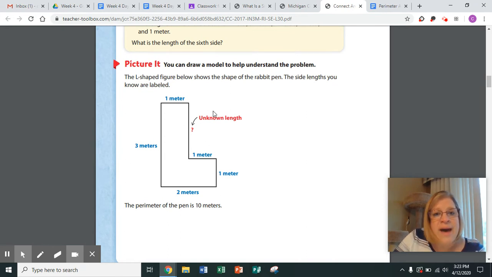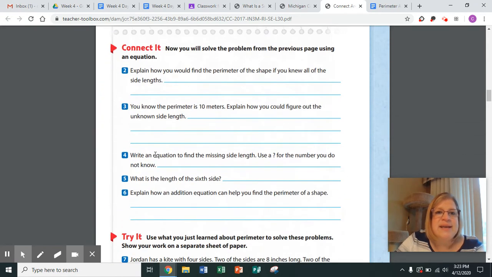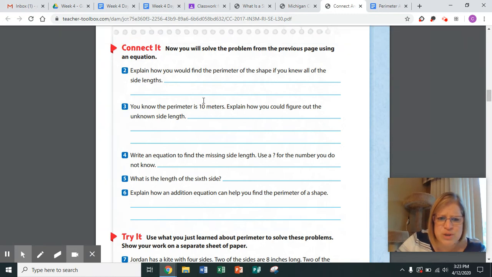We don't know that side. How are we going to find that side, you guys? What's your thoughts? Okay, we know the entire thing is 10. So let's take a look at what our book did. Explain how you'd find the perimeter of the shape if you knew all the sides. If we knew everything, what do we do with them? Right, we add them all. Okay, so we would want to write, we would add all the sides.